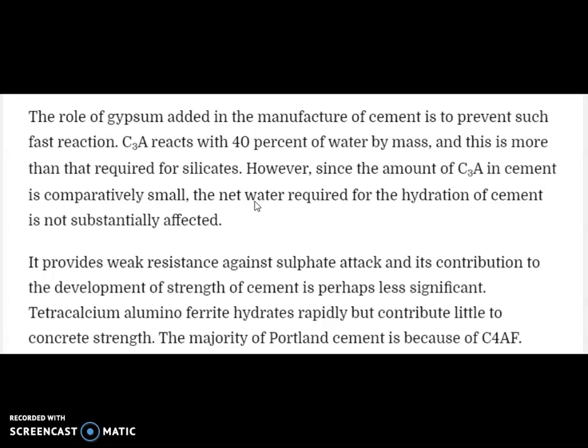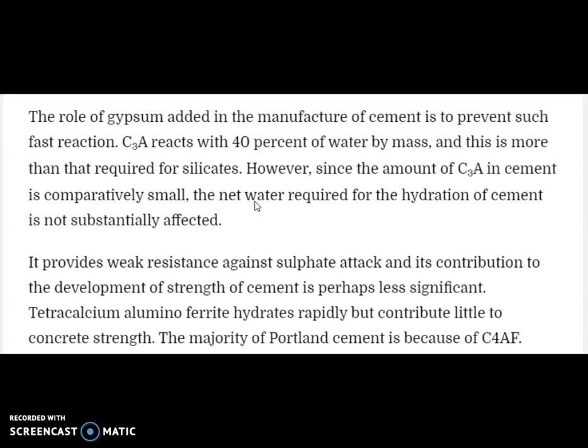Okay, what they are trying to say is, if too much of C3A is there, then since it is consuming a major portion of the water, C2S and C3S, okay, tricalcium and dicalcium silicates, which are responsible for strength, obviously you want them to get water, right? Because they are going to give you strength. But the percentage of this compound is very less in cement. So, although it is consuming a lot of water, it being in very small quantities, not much volume of water will go to it. Okay. So, the net water required for hydration of cement will not be substantially affected.